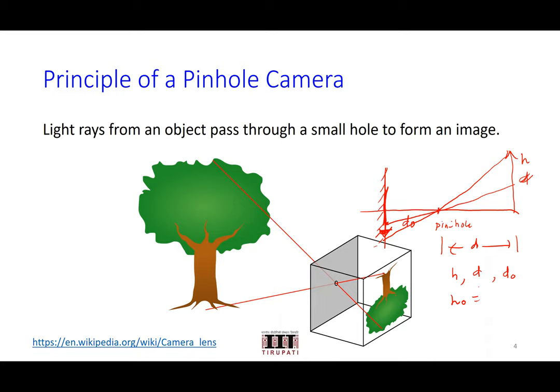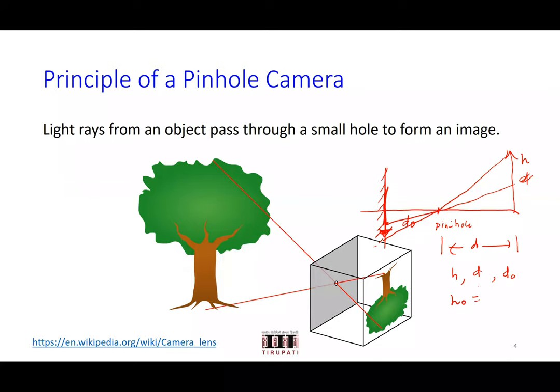Hello. Tell me the relation of this. We have not explicitly derived it, but this is very straightforward here. So give it a try. How do you say what it will be? Sorry. H into D naught by D. Right, H D naught by D.